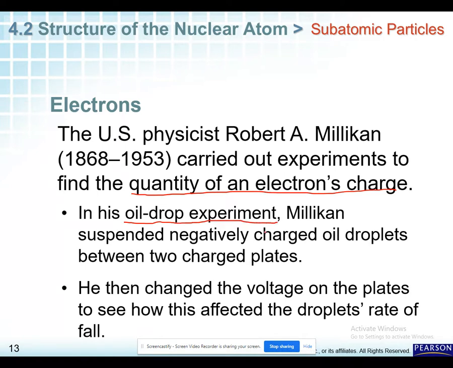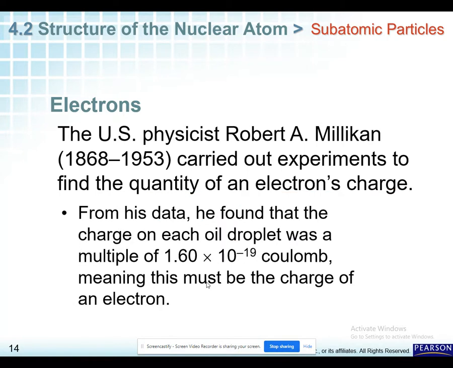So what he did was he took these negatively charged oil droplets, and he suspended them and dropped them between two charged plates. And what he did is he changed the voltage, or how much electricity he was giving the plates, to see if the drops fell faster or if the drops fell slower. So from his data, he actually found the exact charge of an electron. And he found out that the electron's exact charge is 1.6 times 10 to the negative 19th coulombs.